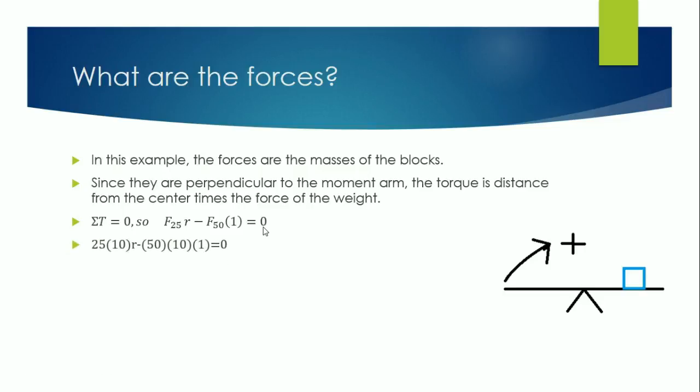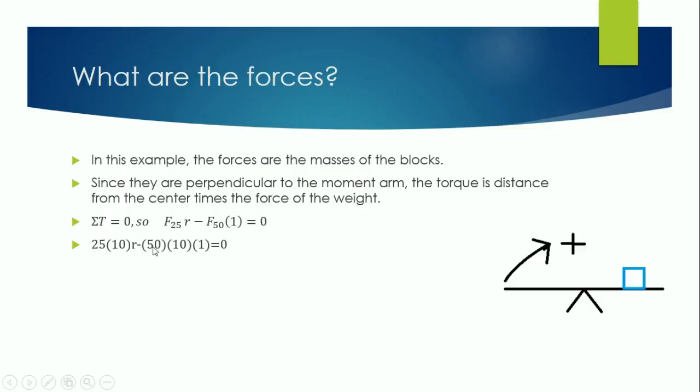Now if I substitute, because weight is mass times gravity, and gravity is 10, it's 25 kilograms times 10 times its radius, which is the torque, because torque is force times moment arm.